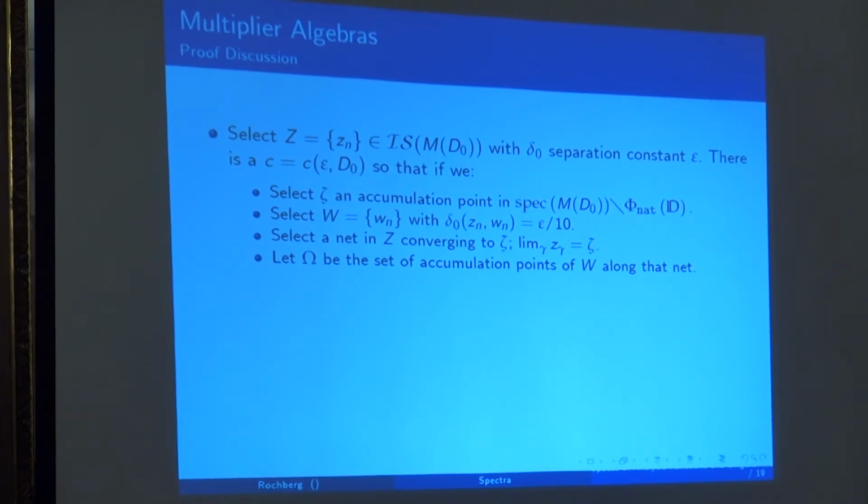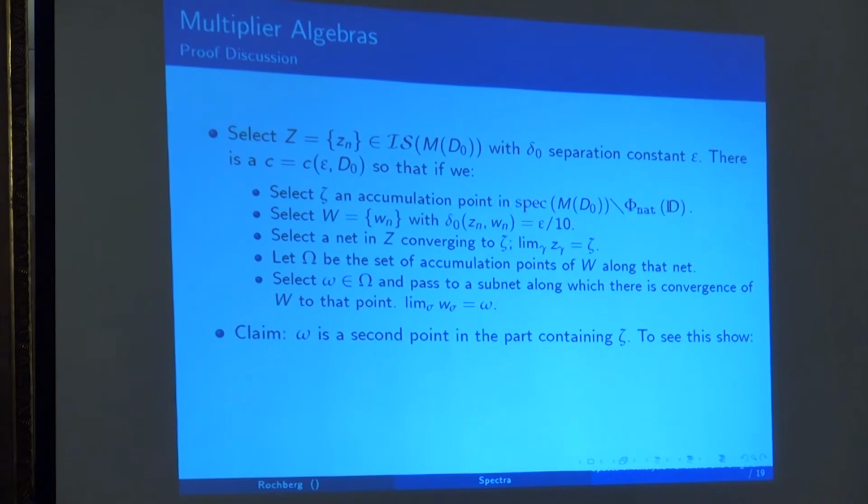Now I look at the sequence W as I travel along that same net. It has an accumulation set inside the maximal ideal space. I call it omega. And I pick some little omega in that accumulation set, and I pass to a subnet along which the W's converge to omega. So now I have a subnet on which the W's converge to omega, the Z's converge to zeta, and I want to claim that those 2 points are in the same part and they are different points.